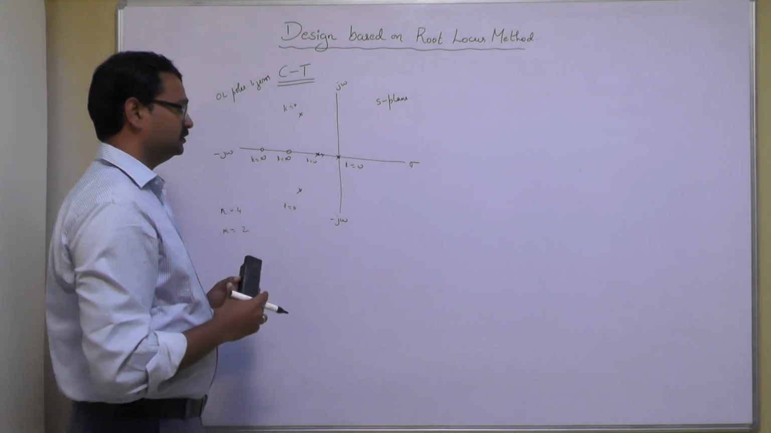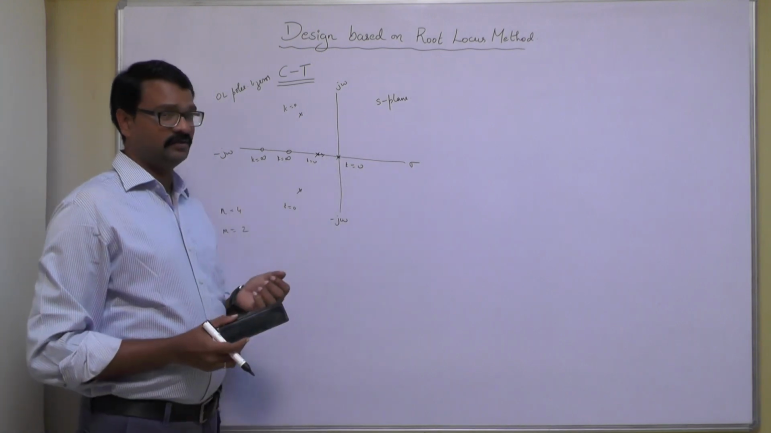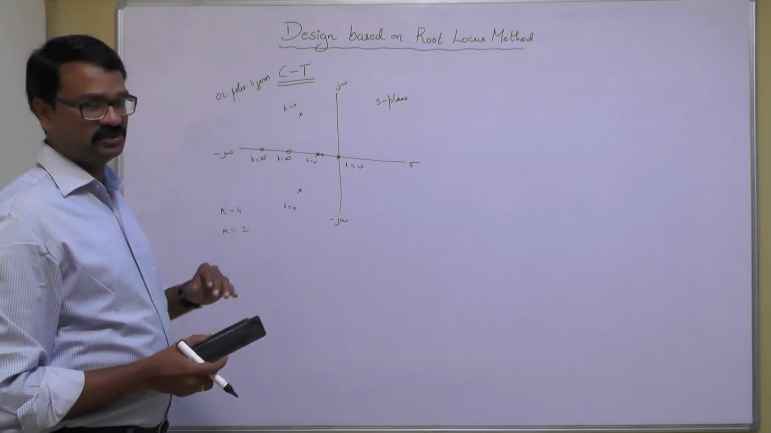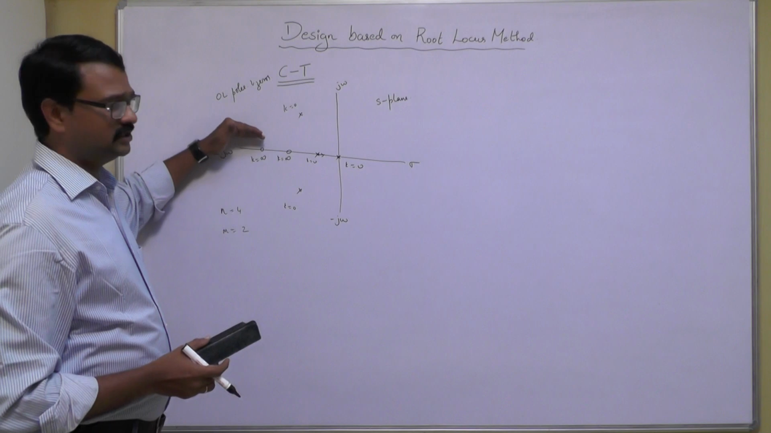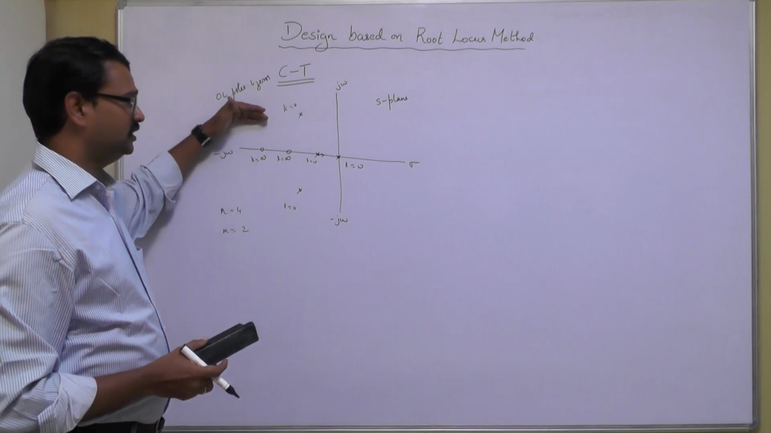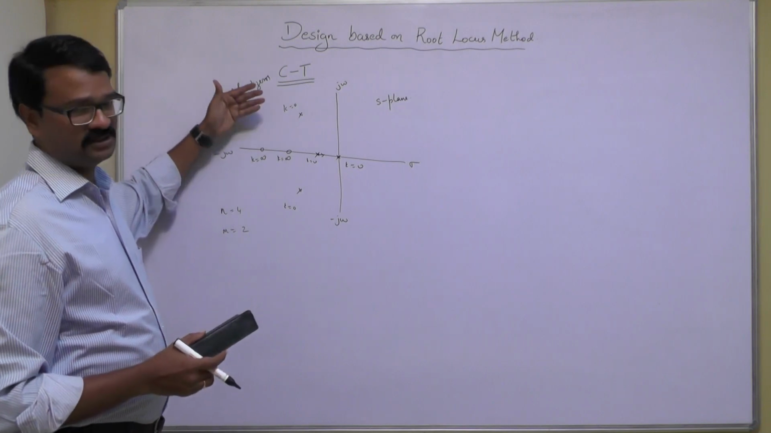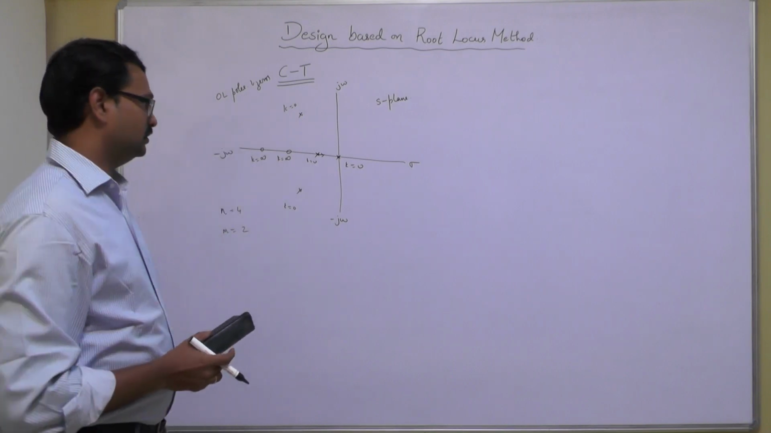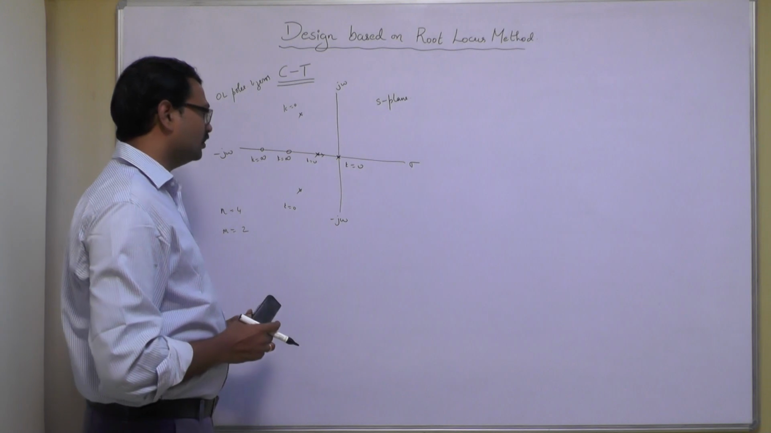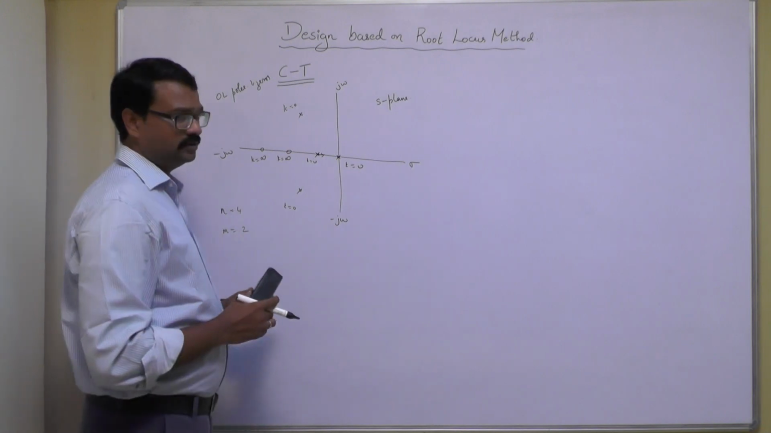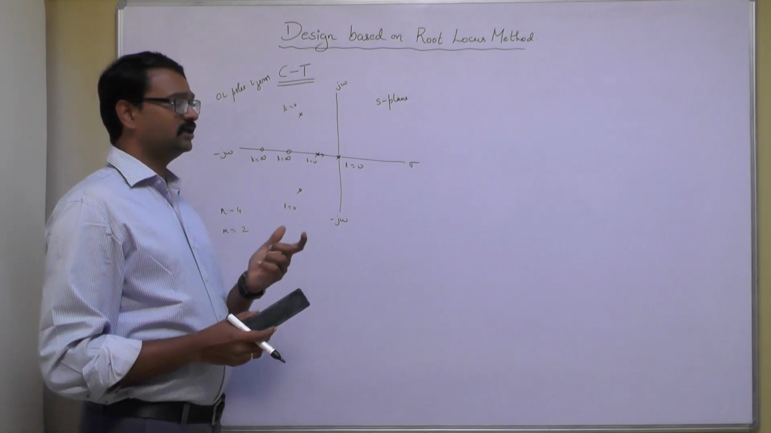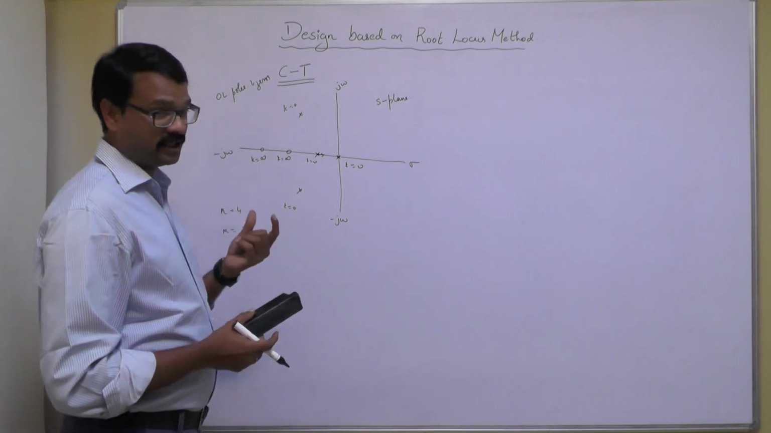The first thing we have to see is that the root locus is symmetrical about the real axis. Therefore, you can just draw the diagram in the upper half and draw the mirror image of the upper half in the lower half of the real axis. We should also be able to find the portion of the real axis that lies on the root locus.